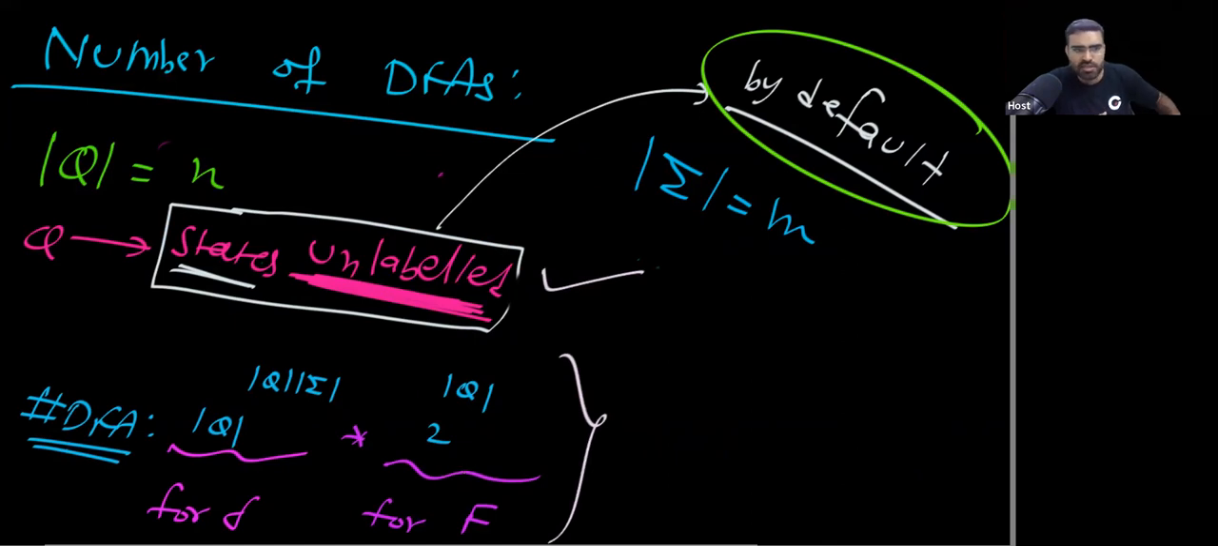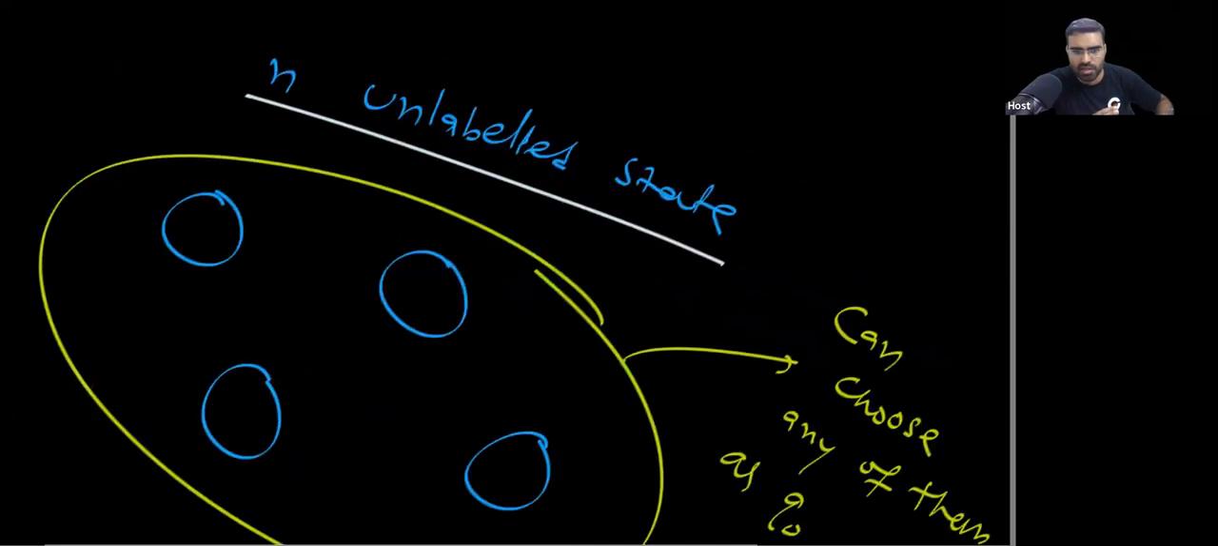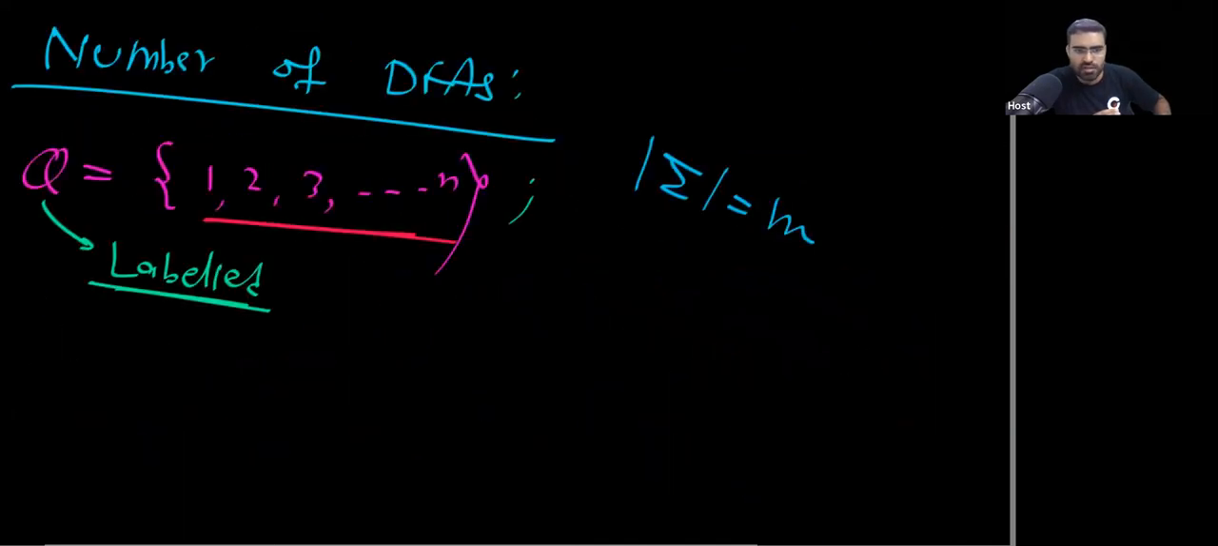Please tell me, did you understand? Shall I move on? So this is your number of DFAs. When states are unlabeled, your initial state, basically, you can start from any state. Your initial state can be anything. Okay, let's move on. So these we have seen.